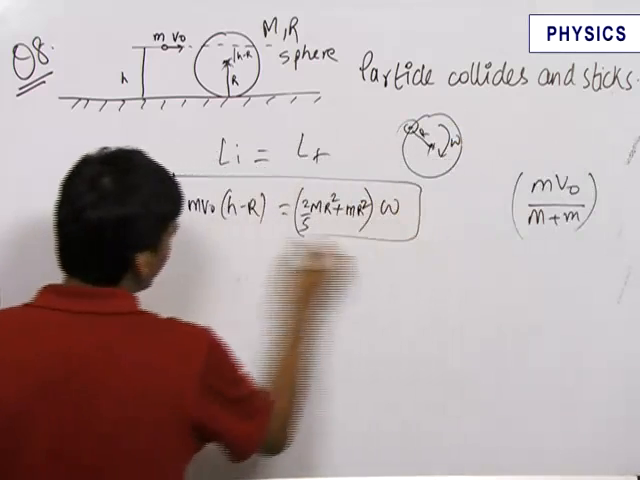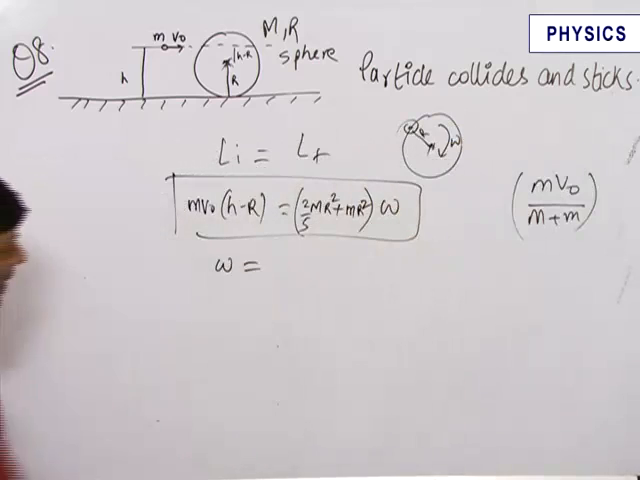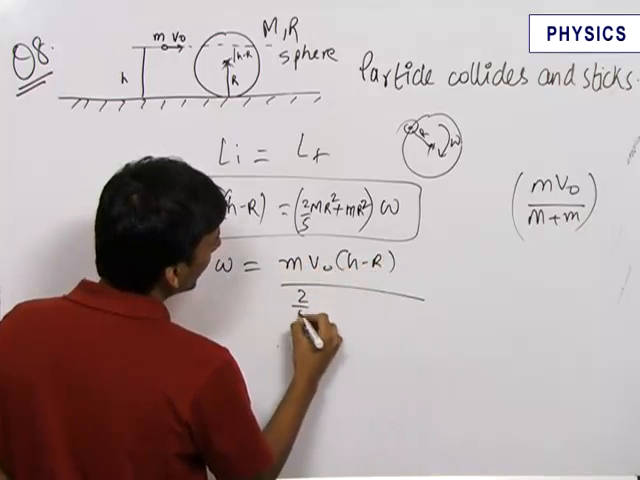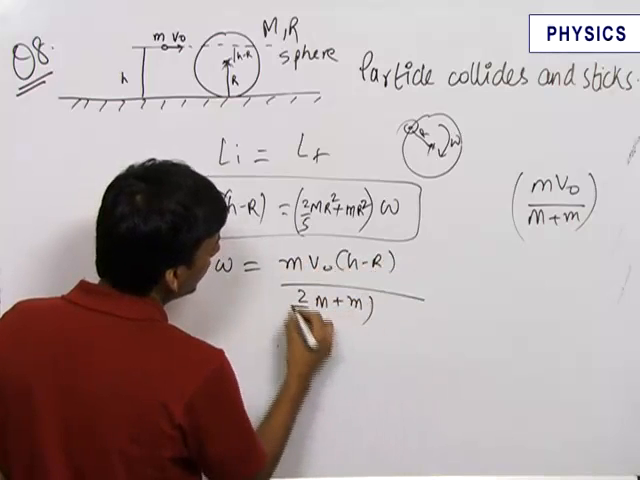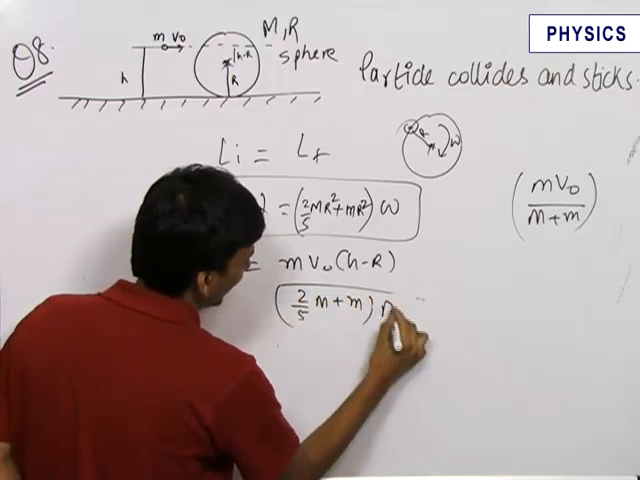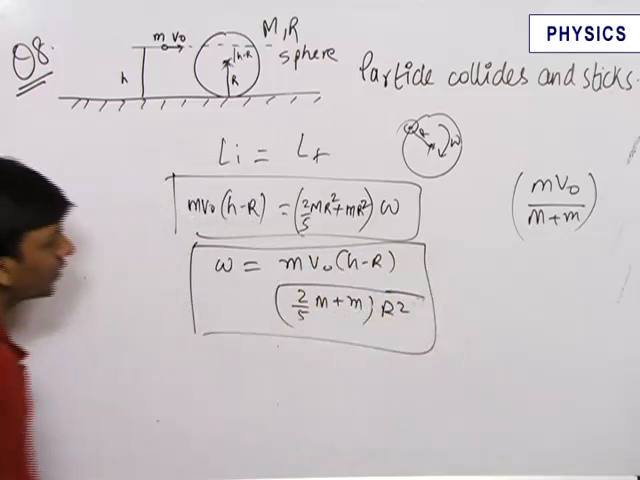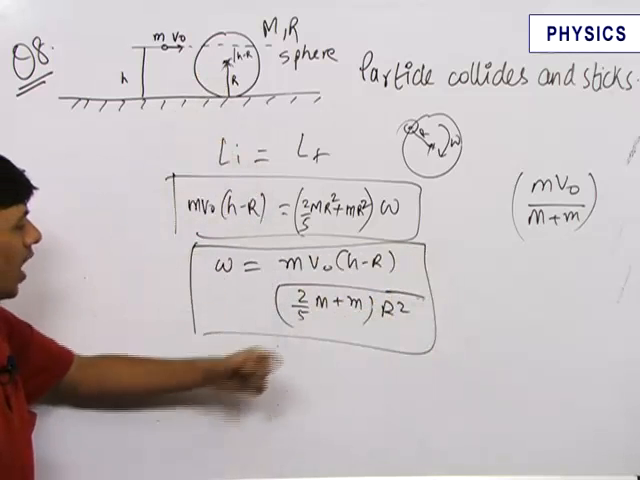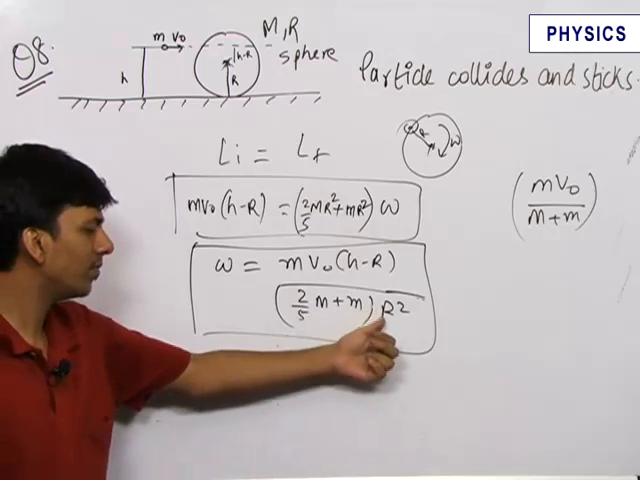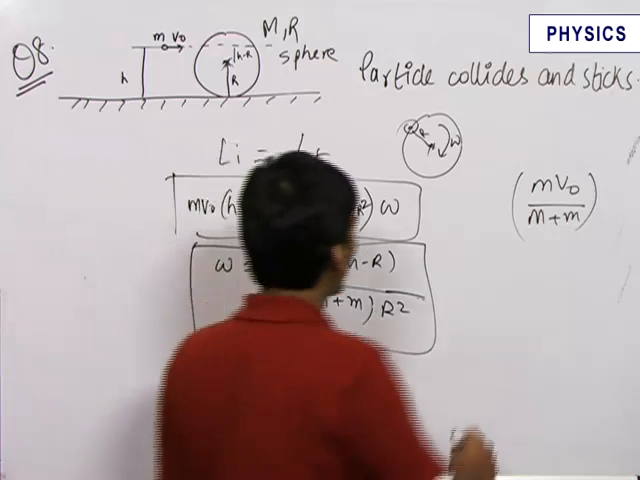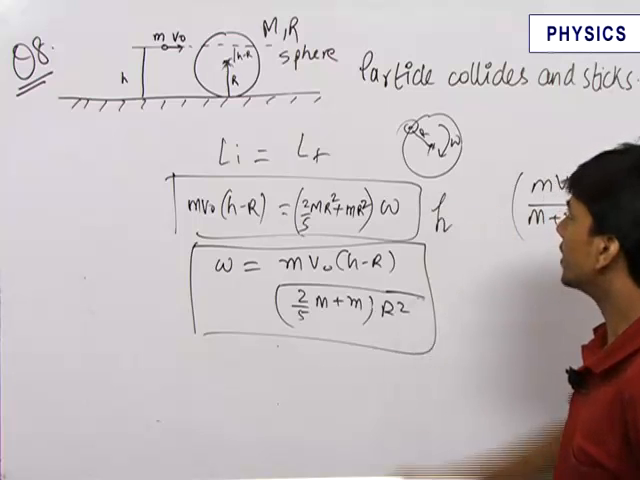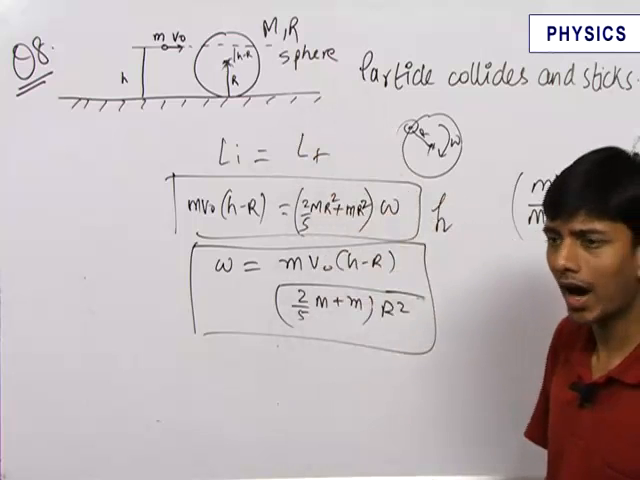So we get this equation and we solve it to get the value of omega. Therefore the final value of the angular velocity of the system about its center of mass comes out to be m v0 into (h minus r) upon (2 by 5 M plus m) r square. Now the third part: for what value of h does the object start doing pure rolling after collision?